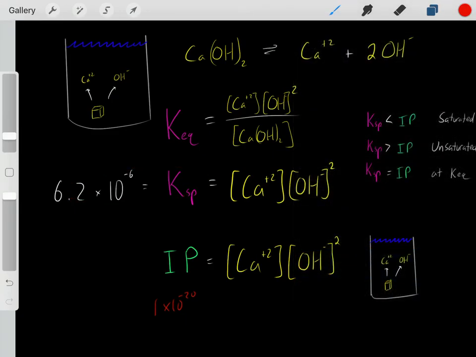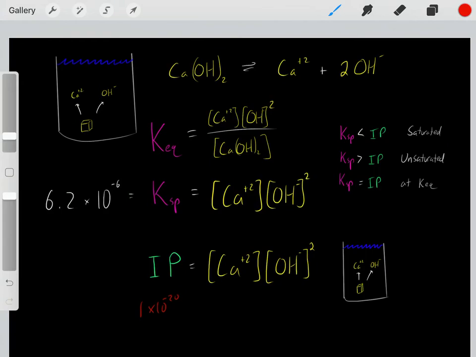And something important to realize is, in this situation, we see the Ksp is larger than the ion product. When the Ksp is larger than the ion product, we're unsaturated. So this solution is not saturated yet. It'll keep on dissolving because it's not saturated yet. These are just things you need to memorize.